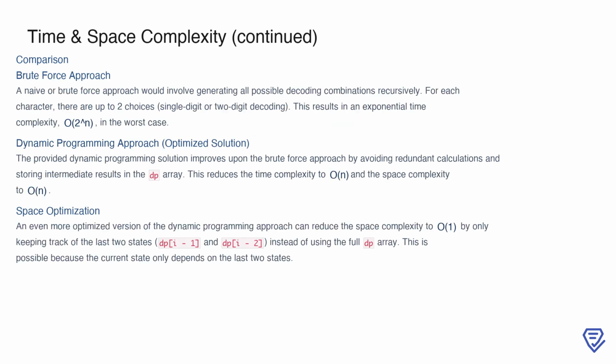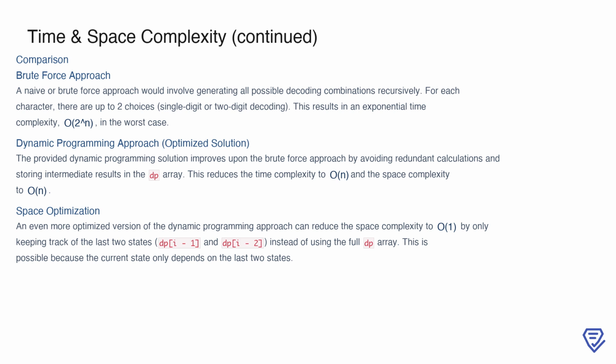Comparing this approach to a brute force solution highlights the efficiency of dynamic programming. A naive recursive method would involve exploring all possible decoding combinations. For each character, there can be up to 2 choices, using it as a single digit or as part of a 2-digit number. This leads to an exponential time complexity of O(2^n) in the worst case, as the number of recursive calls grows rapidly with the size of the string.